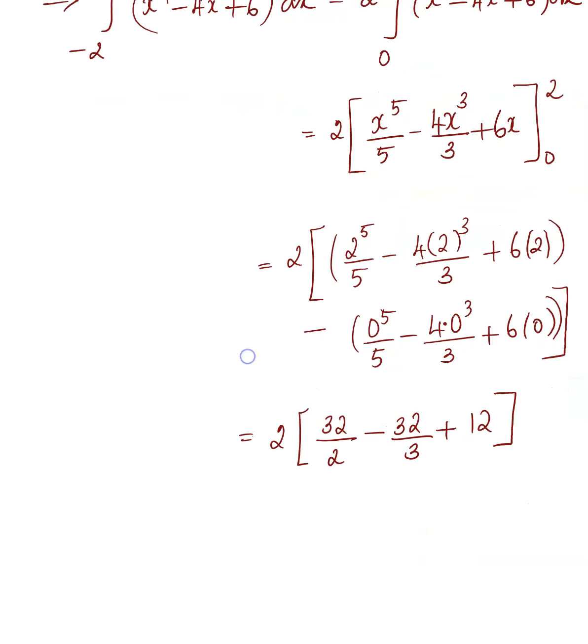And if you did all this, you get 232 over 15. That was an example to show how we could use evenness of a function to simplify computation.